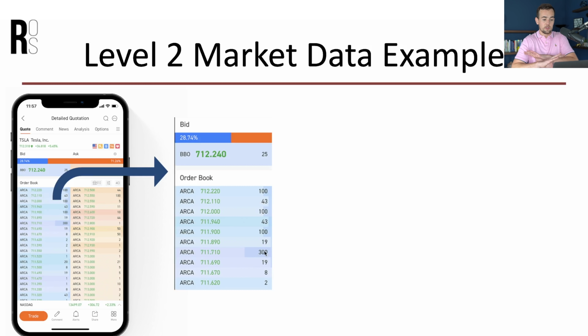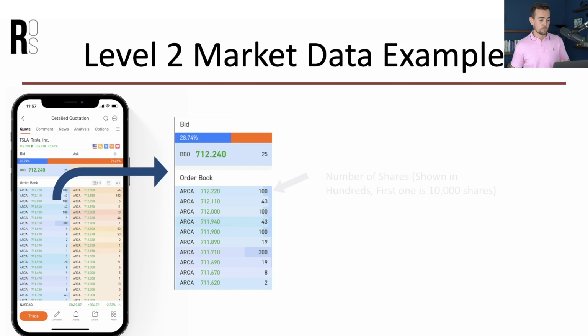So instead of just having this overall bid price that's basically a combination of all of the individual orders, it breaks it out and you can see, okay, there's a big order here for someone trying to buy at 711.71. Now, 300 shares, that's not a massive buy order on Tesla. But for example, let's say you're looking at a given stock and you see a massive order of like 10,000 shares, that could be very insightful information that you just wouldn't have access to if you don't have level 2 market data.